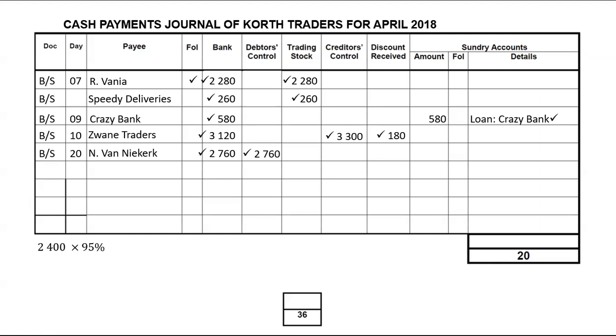Note that the discount that we are canceling will be cancelled in the debtors journal. The discount part will be cancelled in the debtors journal. I hope that makes sense. Here we only cancel the original amount that was received. The cash amount that was received from a debtor will be recorded in the cash payment journal.